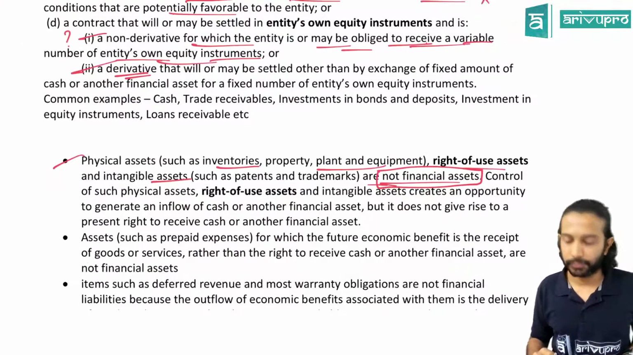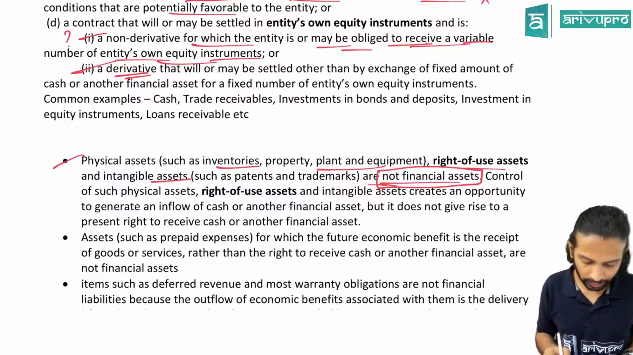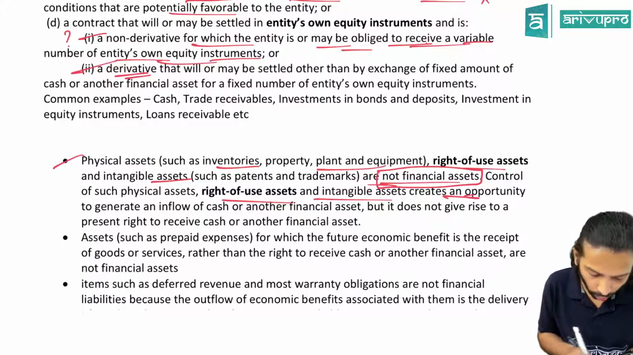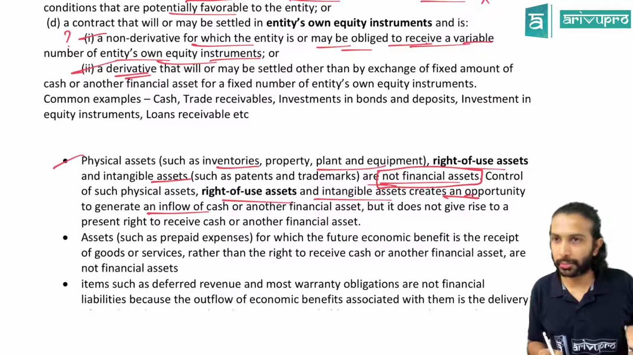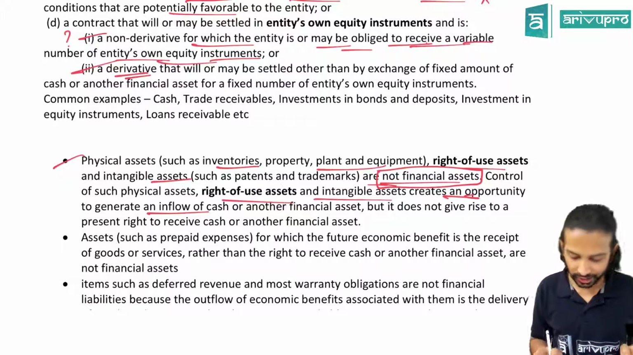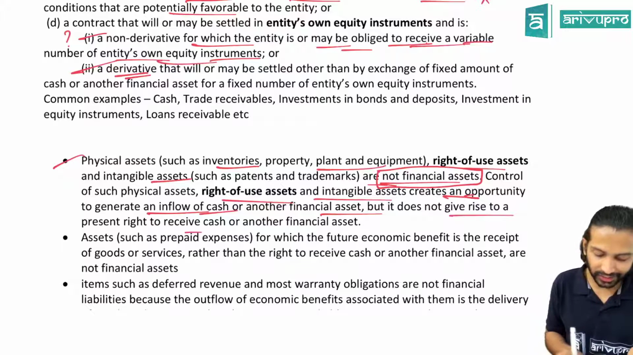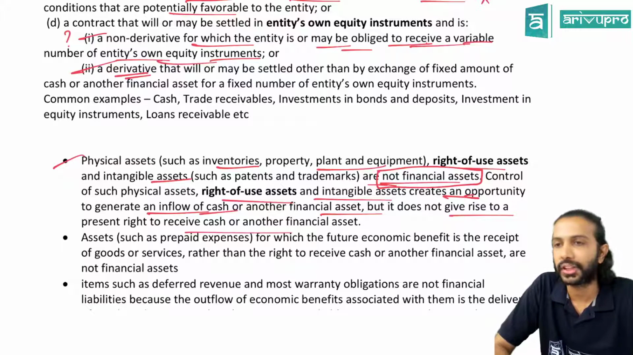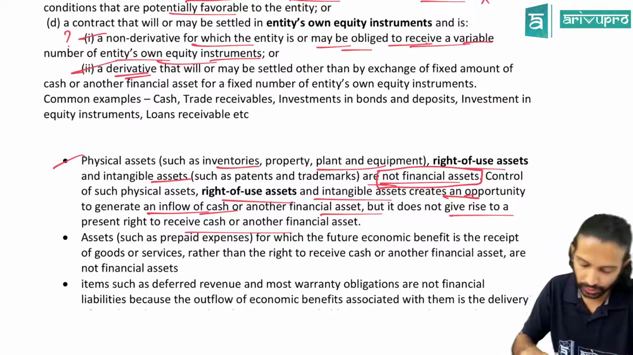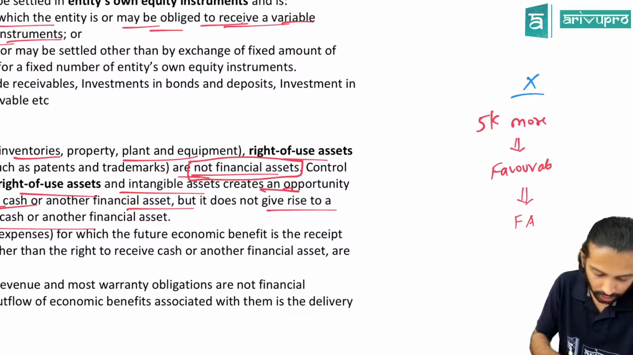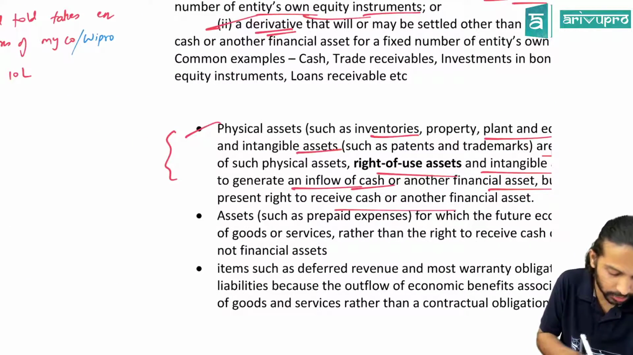That's what they have given there. Or do you want me to read? Control of such physical assets, ROU assets, intangible assets creates an opportunity. Just by holding them, will you get the cash, or is an opportunity created? An opportunity to generate cash is created, but it does not give any right to receive cash or financial asset. Just by holding them, you don't get cash. So you can write that in your notes as a remembrance point.